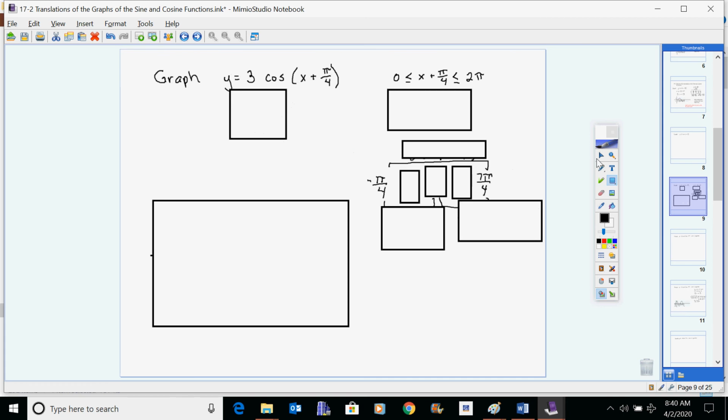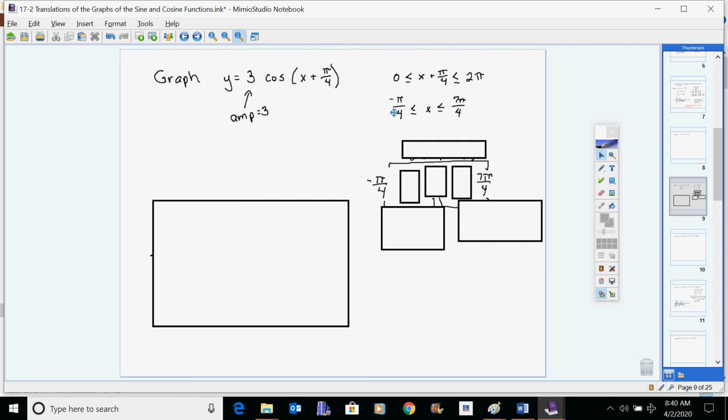So let's take a look at what all these numbers are telling us. First of all, the 3 tells us that the amplitude is 3, so you're going to be going up 3 and down 3. This gets put between 0 and 2 pi. And this is going to be your standard operating procedure for making sure that you get this done between 0 and 2 pi. So to get the x isolated in the middle, you need to subtract pi over 4 from each of these numbers.